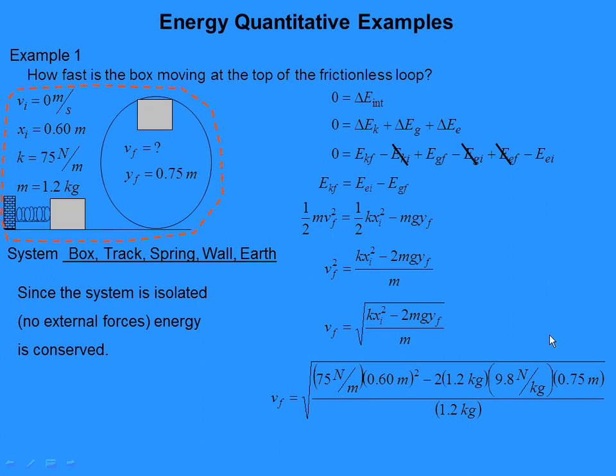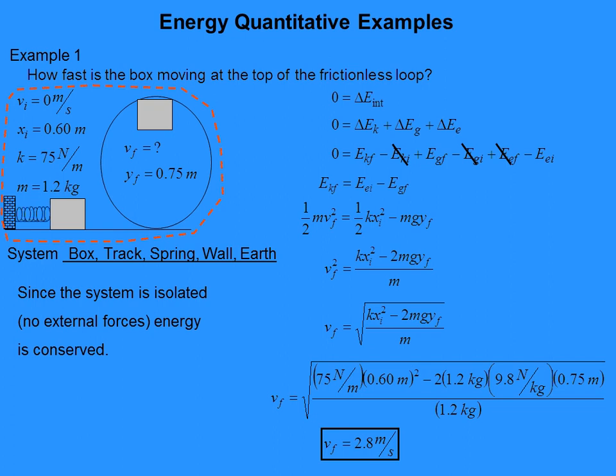Spring constant, how much the spring is compressed, don't forget that's squared, the mass here and here, the gravitational field strength, assuming we're here on the surface of the Earth, and how high it ends up. Plug all that into a calculator and round off to 2 sig figs, and you get a final speed of 2.8 meters per second. So notice here, this would not be a problem we could do with forces and kinematics, because the angles are changing as you go around the loop. That would make it very difficult. But with energy, it's relatively straightforward.